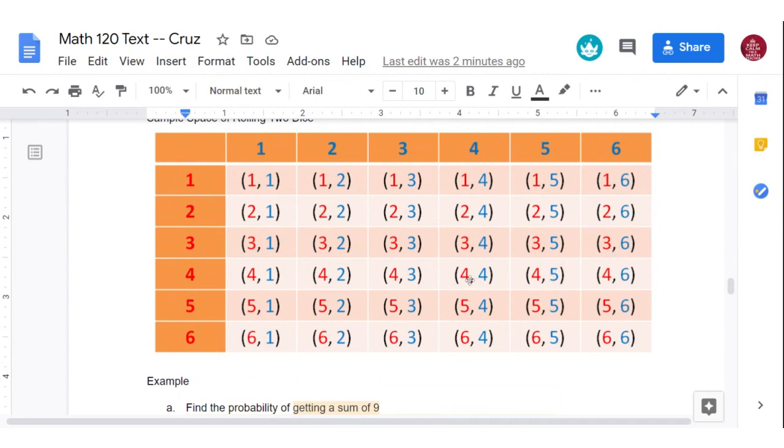Here's 4, 4, though, that's 8. So now we got 1, 2, 3. And then we got 4, 5, 6. And then we got 7, 8, 9, 10.